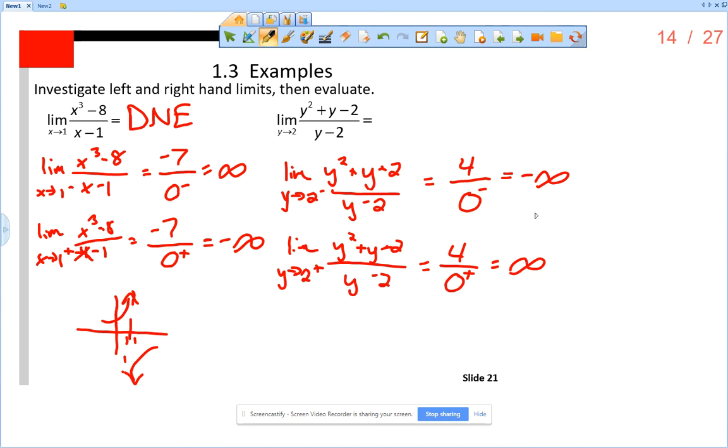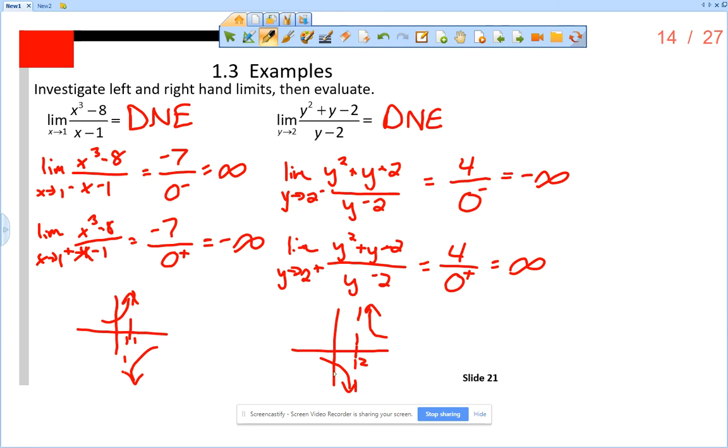Now, these two are not the same, so the overall limit, the only thing we could write, is does not exist. But what does this mean graphically? Well, here is 2, and so we have a vertical asymptote there. That means that from the left, we're approaching negative infinity, and from the right, we're approaching positive infinity.